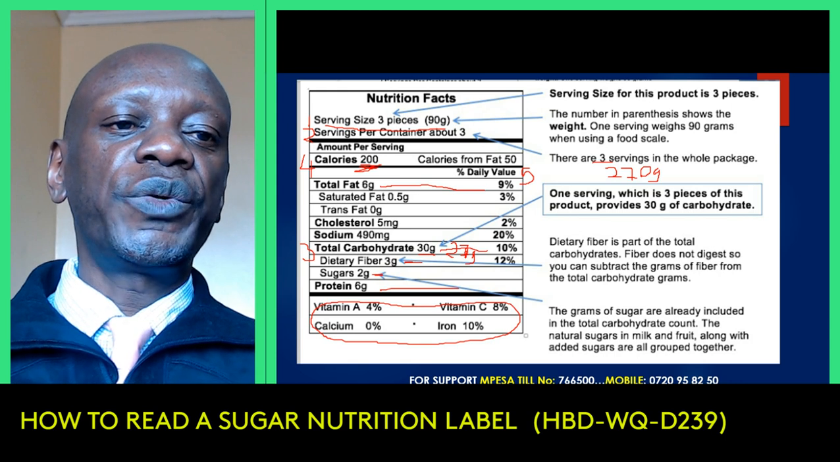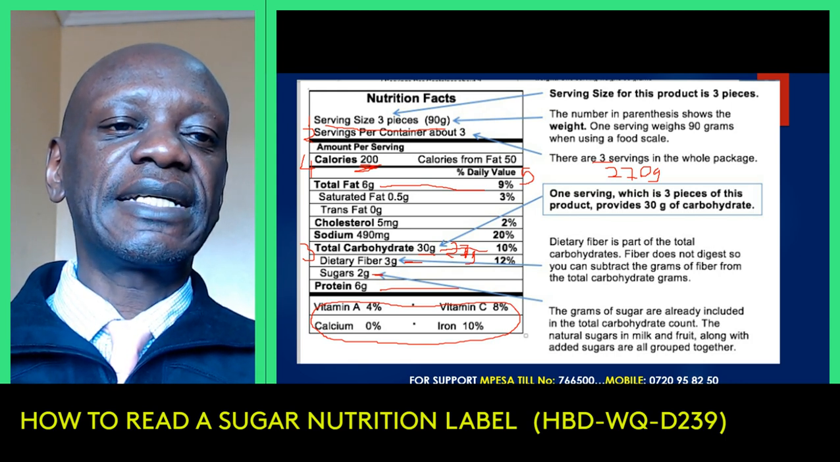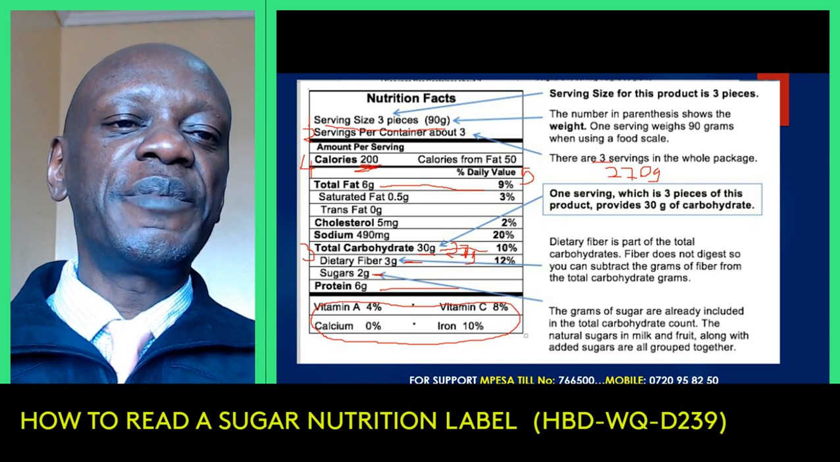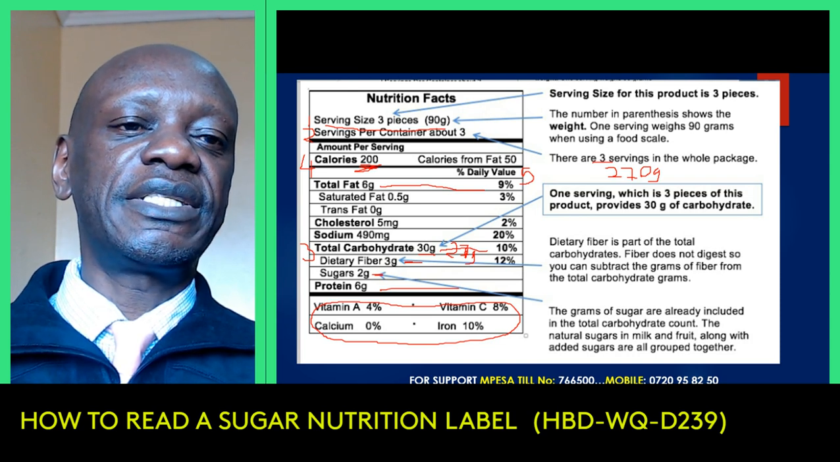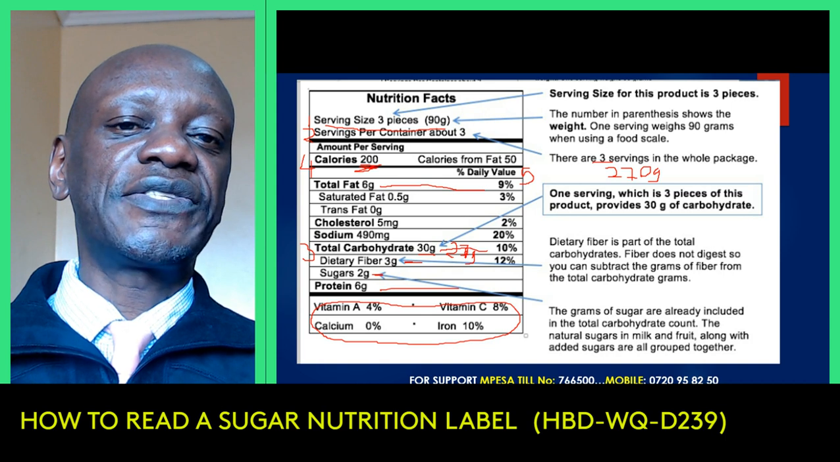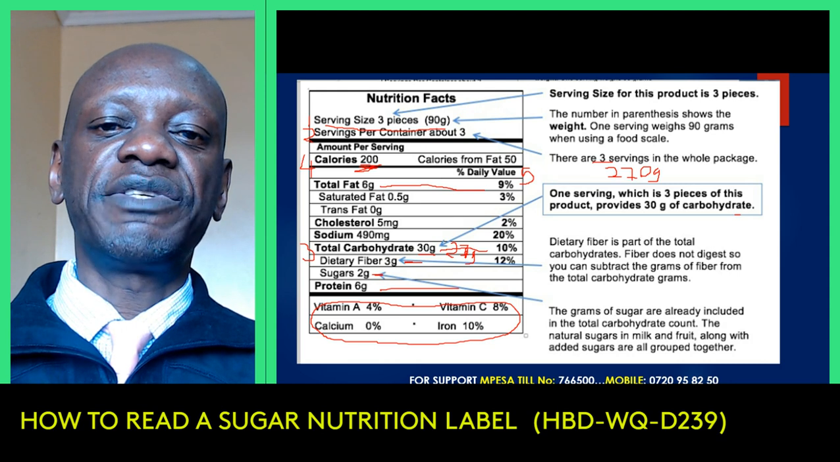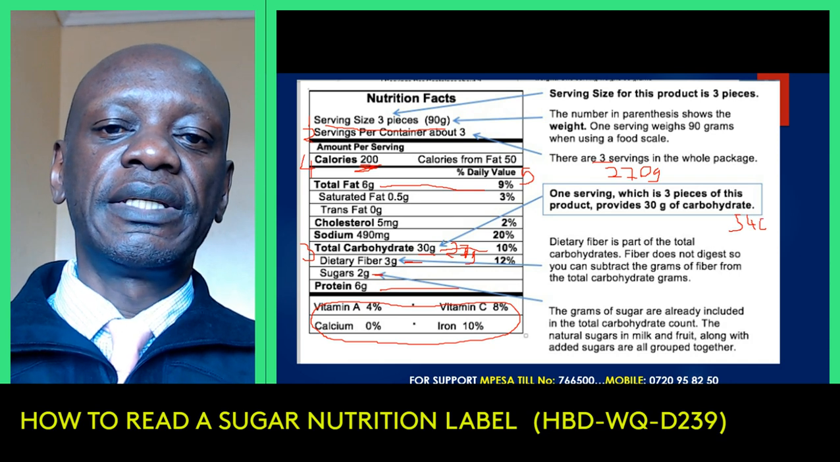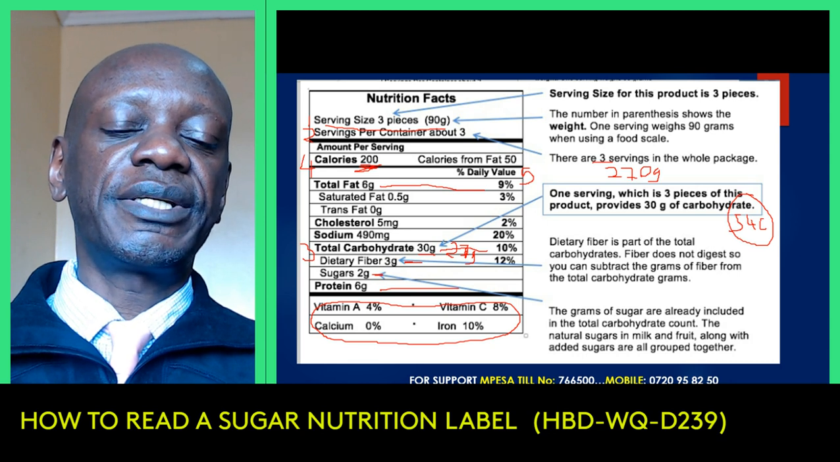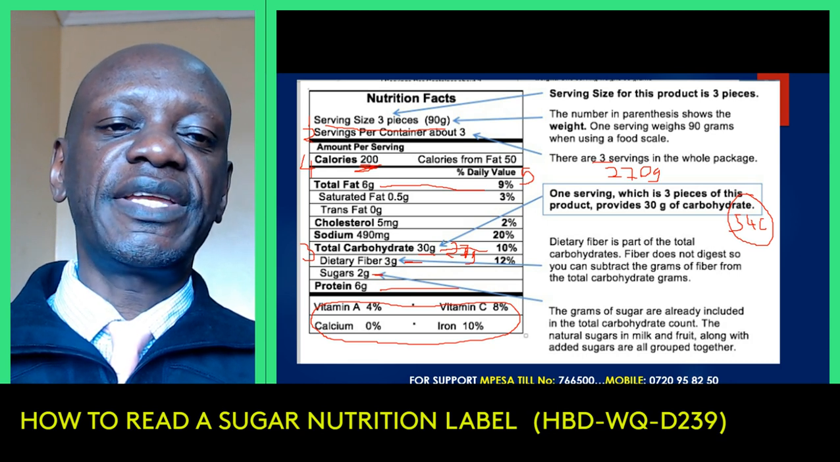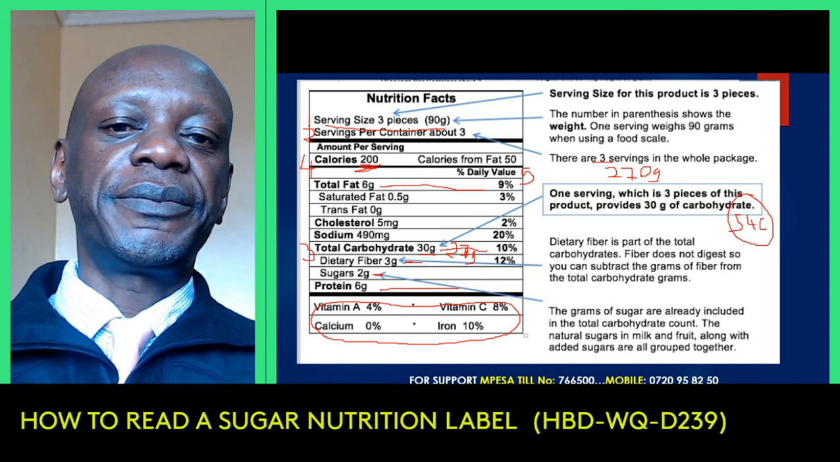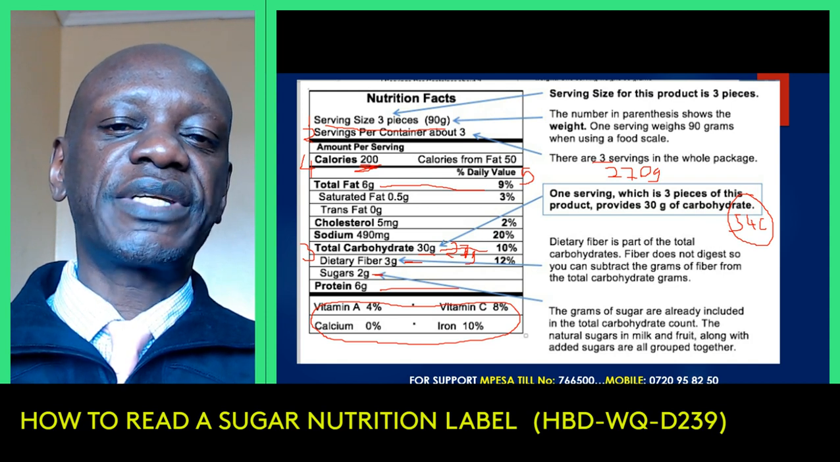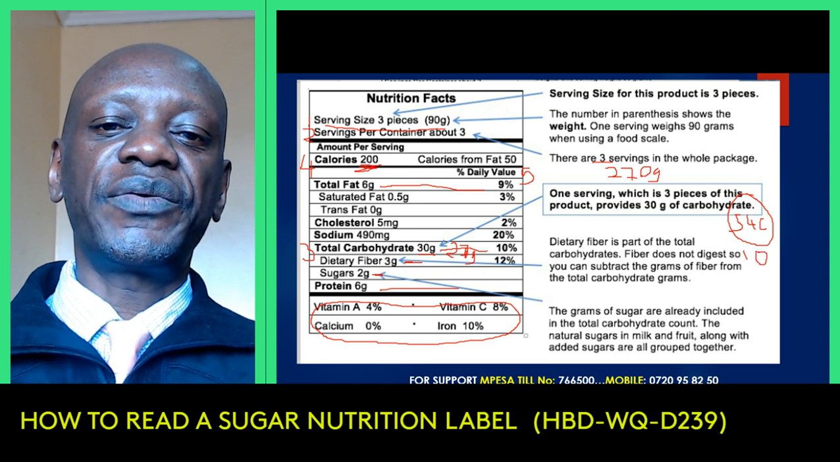So we know that 1 gram of fat has 9 calories. So for me to get how many calories I'm getting per serving from fat, I multiply 6 by 9, which gives me 54 calories. So that is from fat. The next thing now is to look at carbohydrate. We have 27 grams of carbohydrate per serving, 27 times 4, because we know that 1 gram of carbohydrate has 4 calories. That gives us 108 calories.